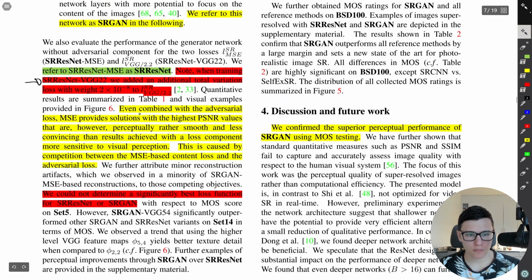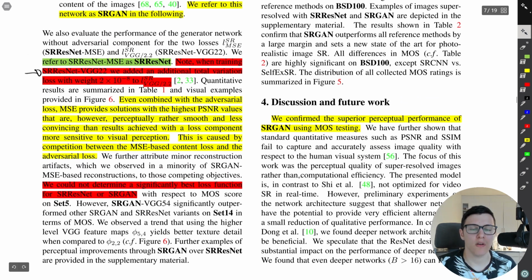And then they also mentioned that MSE, even combined with the adversarial loss, provides solutions with the highest PSNR values, but they are, however, perceptually rather smooth and less convincing than results achieved by a loss component more sensitive to visual perception. This is caused by competition between the MSE-based content loss and the adversarial loss. So yeah, the MSE wants to take an average of all potential solutions, and the GAN just wants to trick the discriminator, so it wants to produce one sample that could be realistic. And in that way, they sort of compete for, I guess, resources.